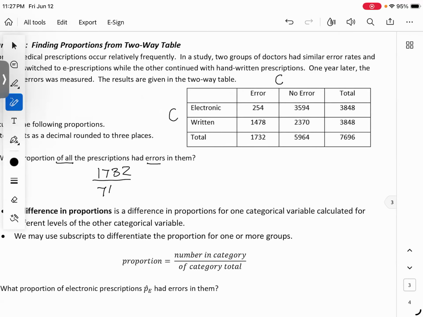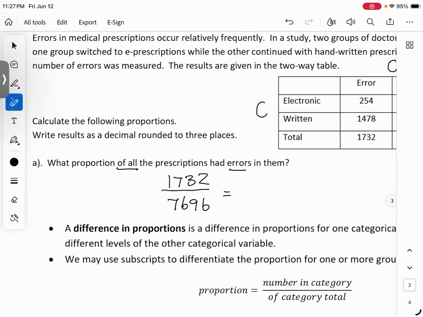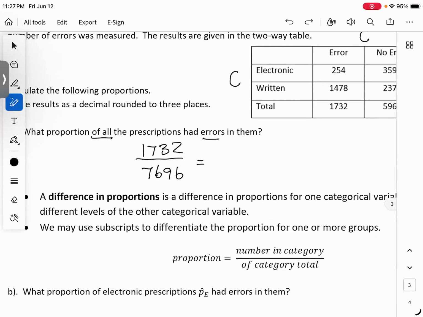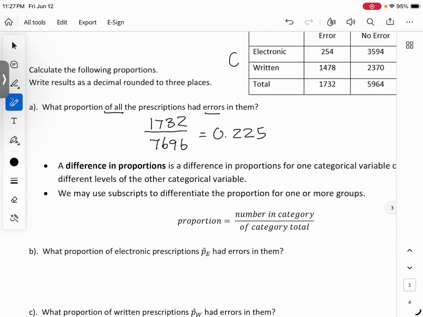This one says all it wants is just the decimal answer rounded to three places, but 1732 divided by 7696, that's going to give us 0.225. But definitely on your side, as you're watching this video, make sure that you take the time to also check on your calculator, especially if you maybe recently bought a calculator, that you're getting comfortable with it and that you're as comfortable as can be whenever you get to the test.